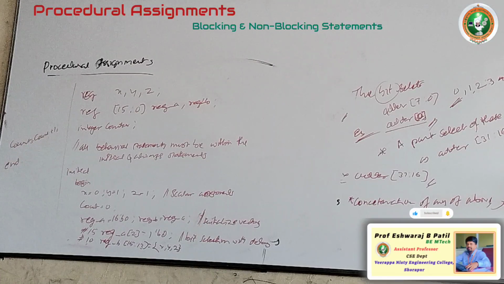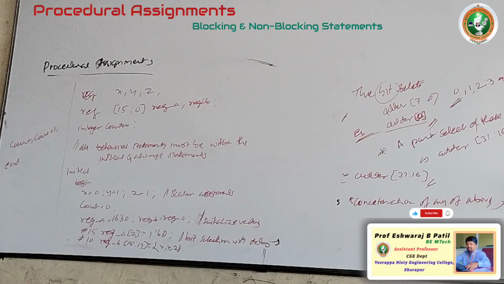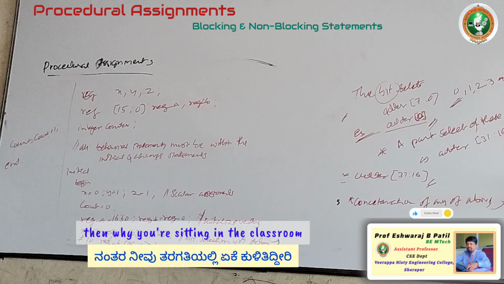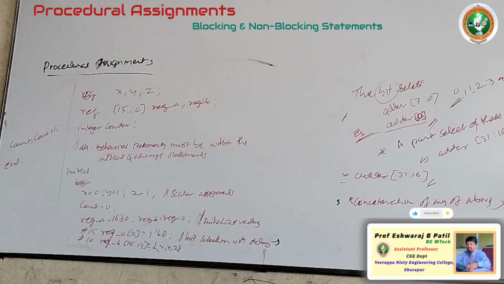Amja, what's your name? Mustafa. What are you doing there? Just sit properly. Are you copying the things whatever I'm writing on the board? Why did you come to the classroom? Huh? Show me your notes. Where are your notes? Then why are you sitting in the classroom? Just get out. Get out.